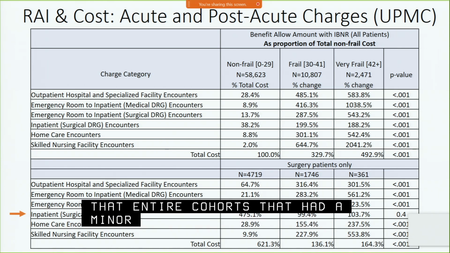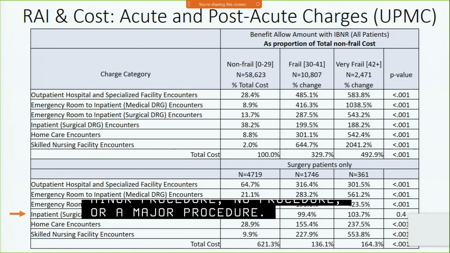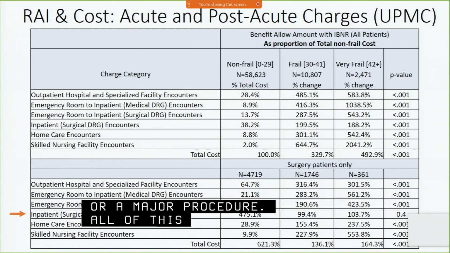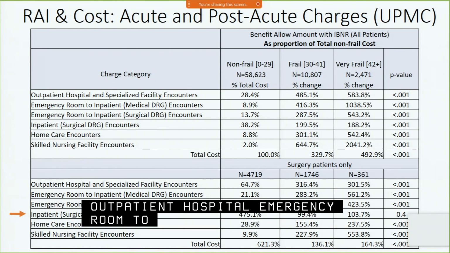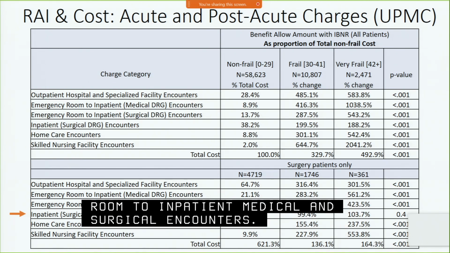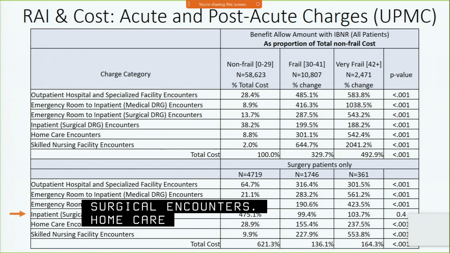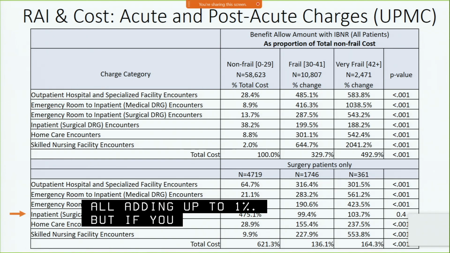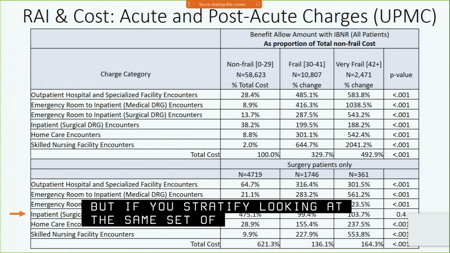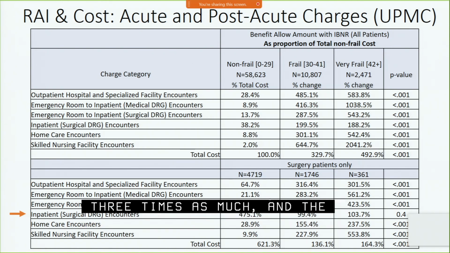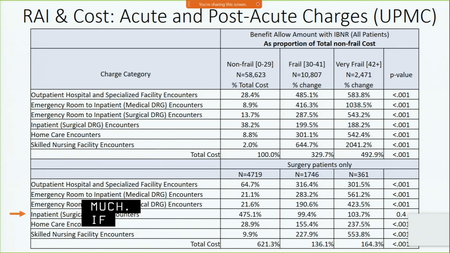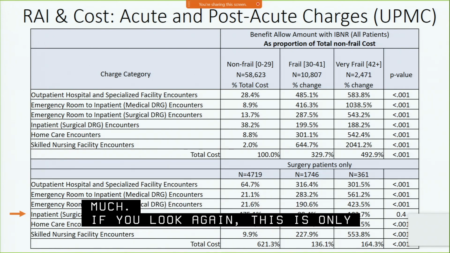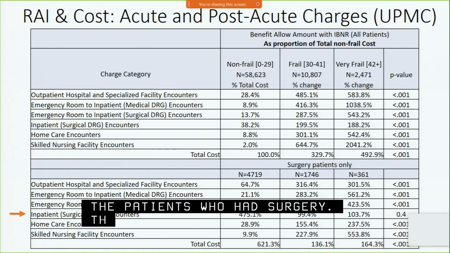All of this adds up to 100% for outpatient hospital, emergency room to inpatient, medical and surgical encounters, inpatient surgical encounters, home care, and skilled nursing facilities. But if you stratify looking at this same set of costs, the frail cost 3 times as much, the very frail cost 5 times as much, right? Now, if you look again, this is only the patients who had surgery. It's a little confusing because it's now 6 times as much. People who have surgery cost 6 times as much as the whole crowd.